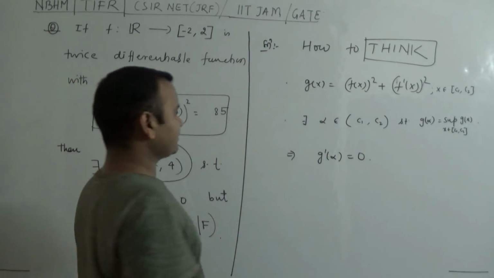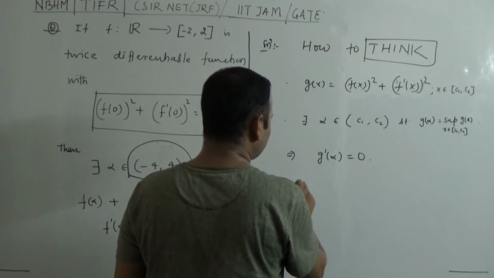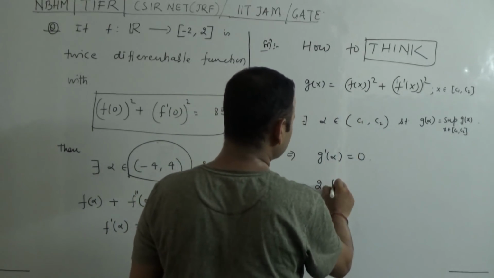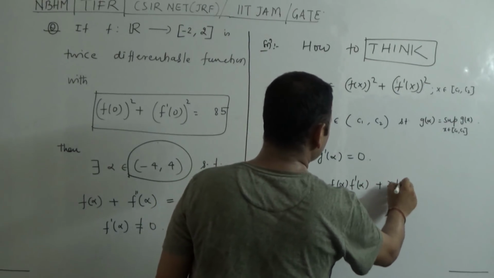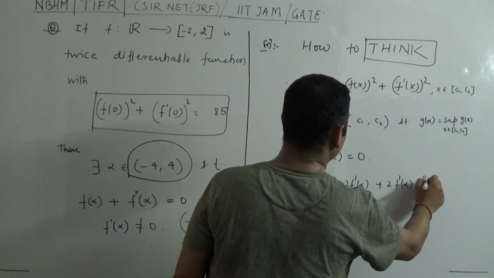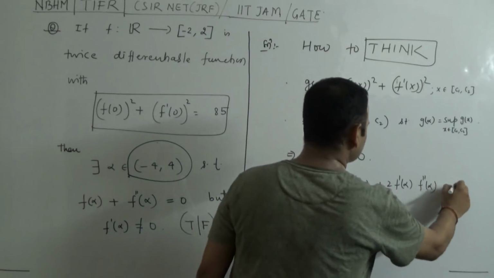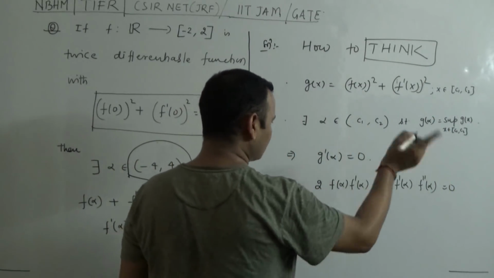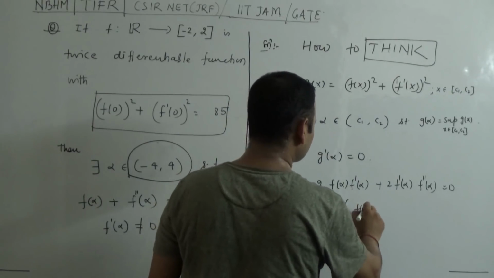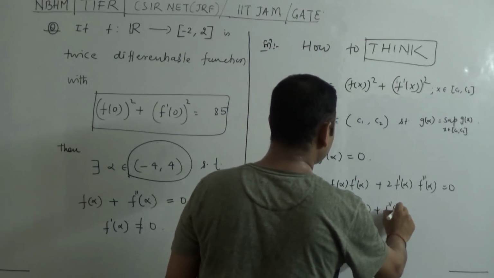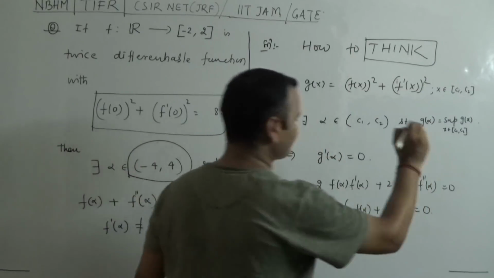Let's compute the derivative. What is the derivative? 2 times f of alpha plus f alpha plus 2 times f prime alpha into f double prime alpha is equal to 0. You can take 2 outside, so f prime alpha you can take common, and that is equal to f alpha plus f double prime alpha, which is equal to 0.